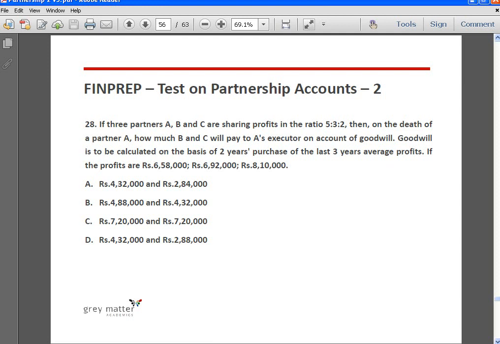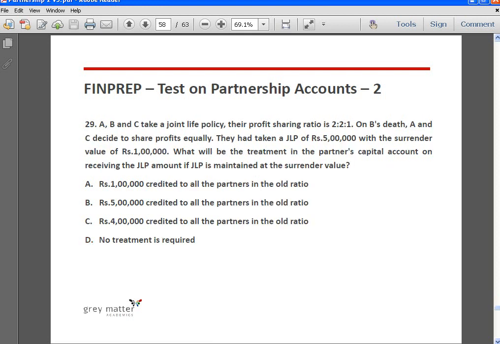Now B and C have to compensate A's executor in their gaining ratio. The future profit sharing ratio is not given to us, which means that they are going to continue to share in their relative profit sharing ratio of 3:2. In that case, the gaining ratio is also 3:2, which means we have to distribute the 7,20,000 in the ratio of 3:2, which means B has to compensate by 4,32,000 and C has to compensate by 2,88,000. So answer is D.